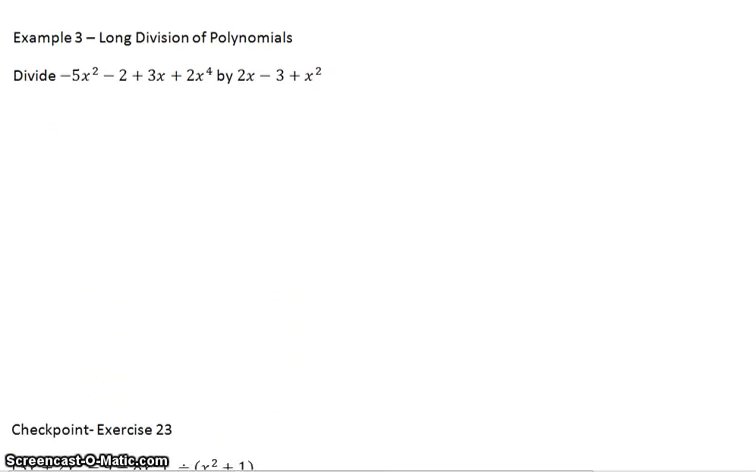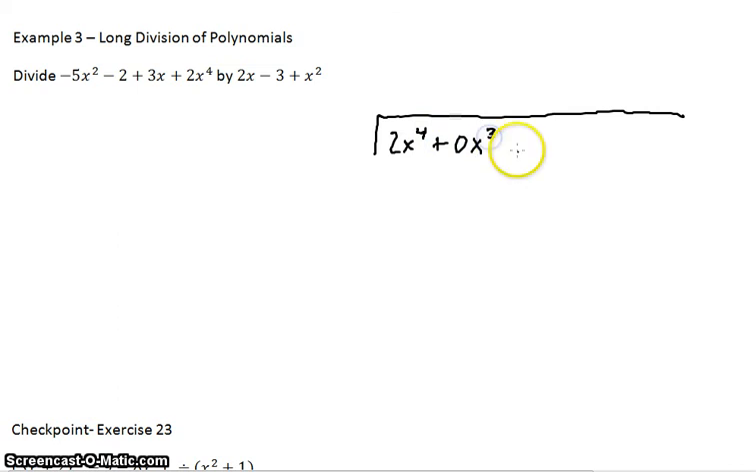Now I'm going to talk about how you divide something and you run into a problem when it's not in the right order. So you see everything's written in the wrong order and there's missing placeholders. So I'm going to account for that. The first one is the 2x to the fourth. There's no x cubed, so I'm going to put 0x cubed here. Then there's a negative 5x squared. Then there's a positive 3x. Then there's a minus 2.